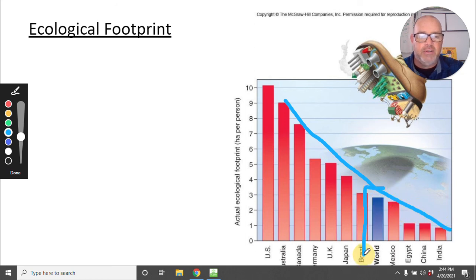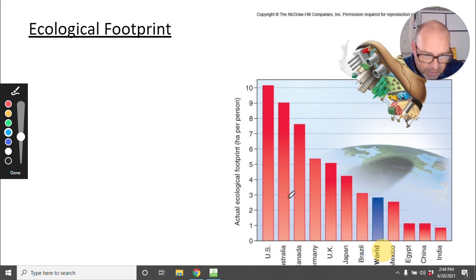Here's the world average, and it's down there just below 3, and we're up above 10. So let's call it 3 times more than the world average is the energy and resources that people in America use. Australia behind us, Canada, Germany, UK. I mean, even these are very developed and advanced countries right here. Germany, UK, and Japan. Those are very advanced and developed countries, and they're hanging around 5. But nope, we're way up here.